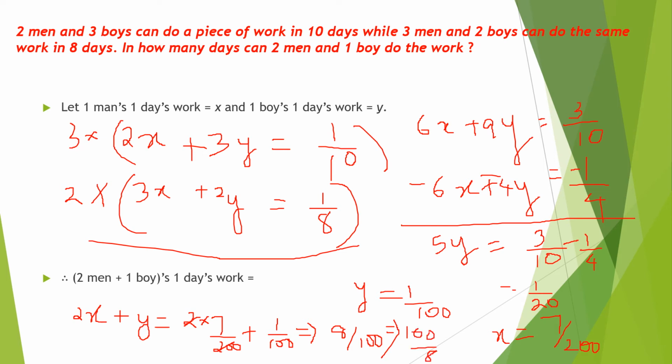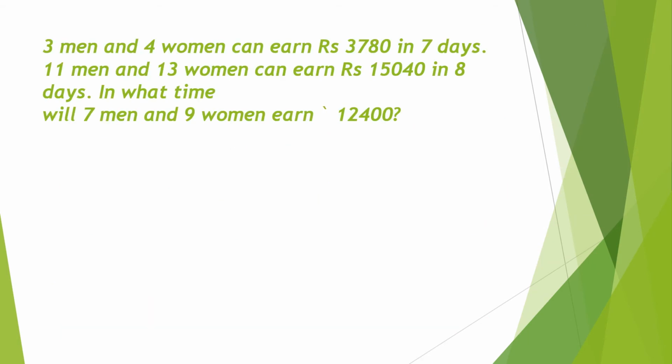which is actually 25 by 2, or it can be written as 12 and a half, right? 25 by 2 is 12 and a half. So you can write it as 12 and a half days. So this is how you have the answer to this question. Hope you are clear. Now you have one more question.